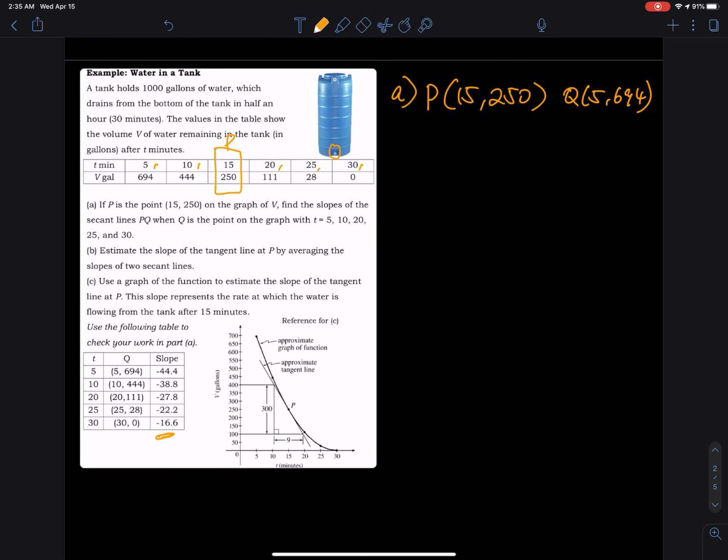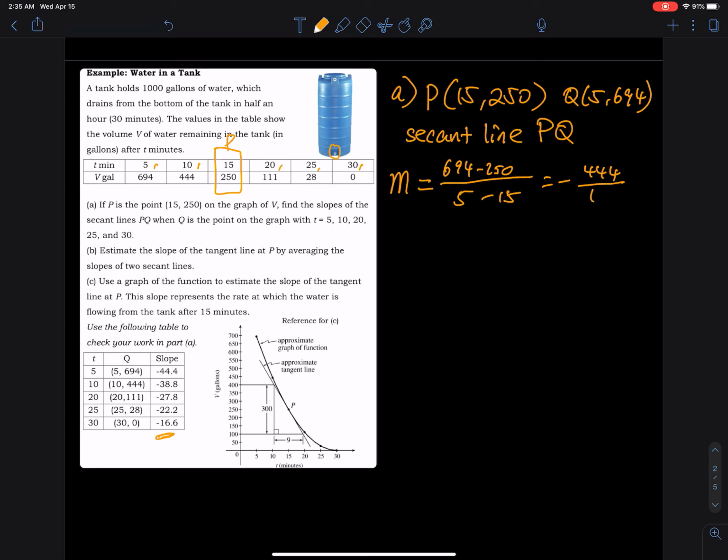So in part A, what they want me to do is a secant line PQ. We have 2 points, that is enough to build a secant line. So what is the slope equal to? The slope is equal to y2 minus y1, 694 minus 250, divided by 5 minus 15. So that is negative 444 divided by 10. We divide them, that is negative 44.4 gallons per minute.